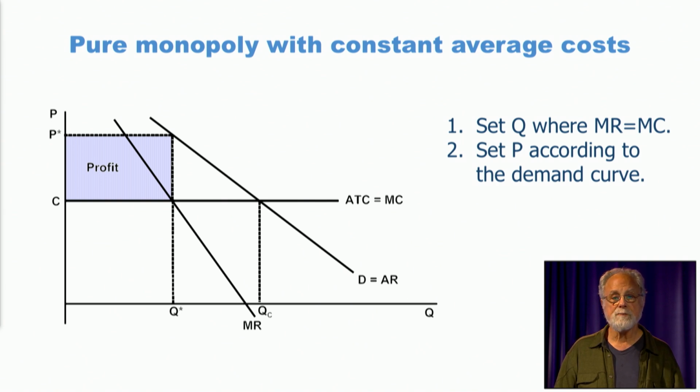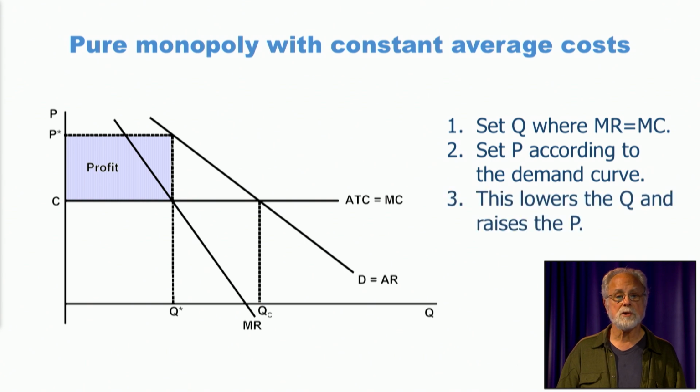Now, when you have P star instead of C, the original cost, what's happened is that the price has risen above the cost. And when you have Q star below QC in the diagram, it means that the monopolist is restricting the supply of whatever good we're talking about in order to jack up the price. So the quantity produced in the market goes down and the price goes up.